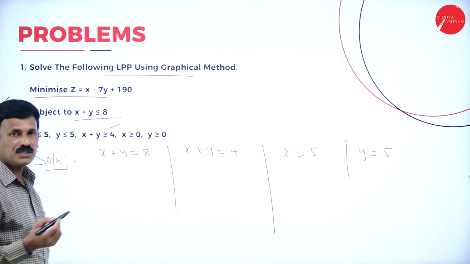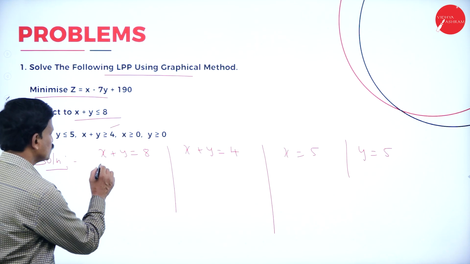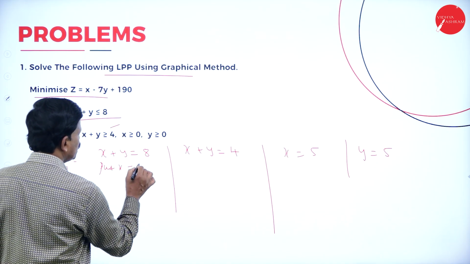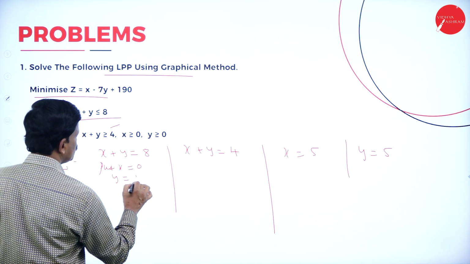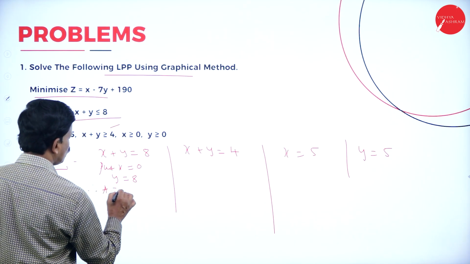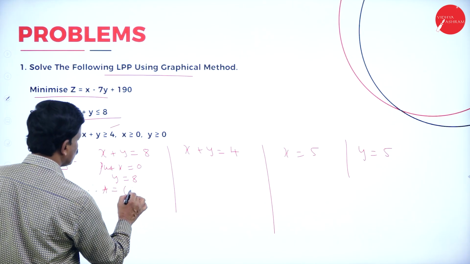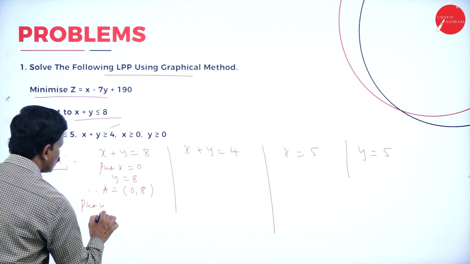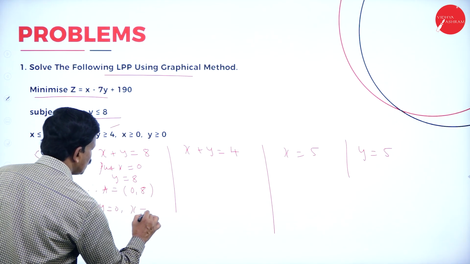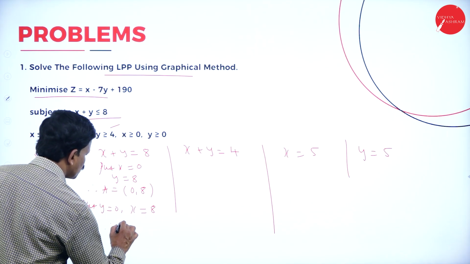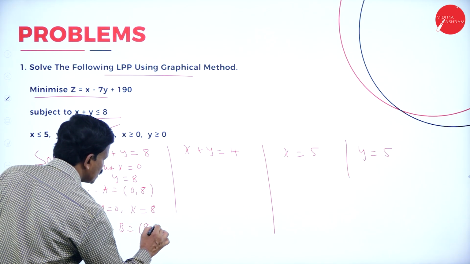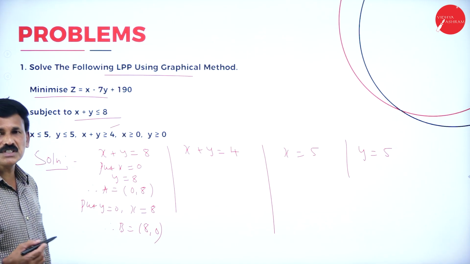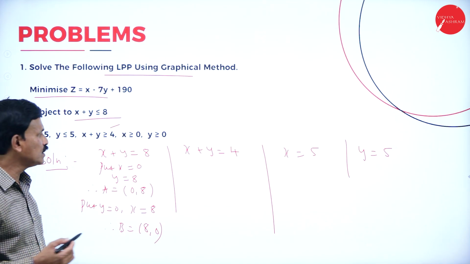Now as usual, put x is equal to 0. If you put x is equal to 0, you will get y is equal to 8. Therefore, the coordinates of the point A are 0, 8. Similarly, put y is equal to 0 in this equation. You will get x is equal to 8. Therefore, the point B is 8, 0. So, by solving equation number 1, line 1, you will get A and B.